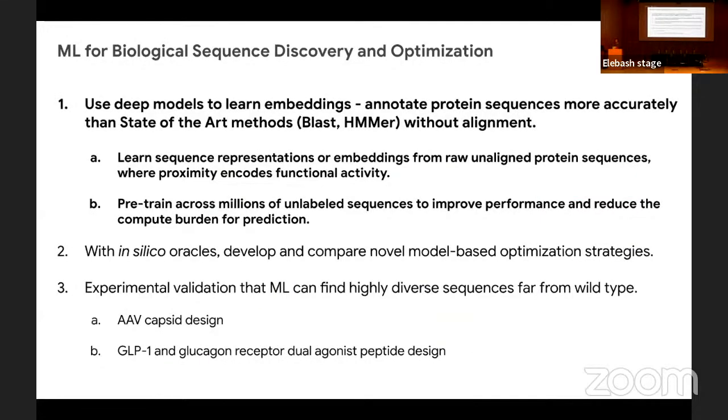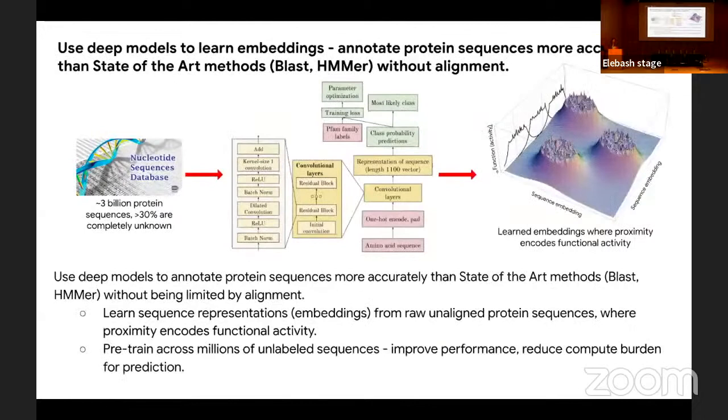And so I'm going to focus on this first question of using deep models to learn embeddings. And we started working on this task by asking whether we could annotate protein sequences more accurately than state-of-the-art methods such as BLAST and HMMER without needing alignment. So alignment is a computationally expensive task.